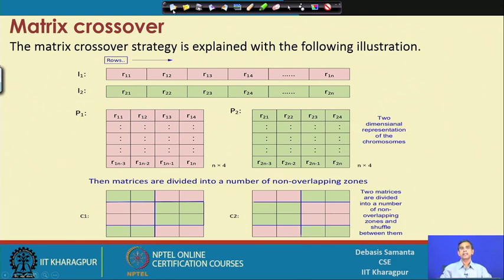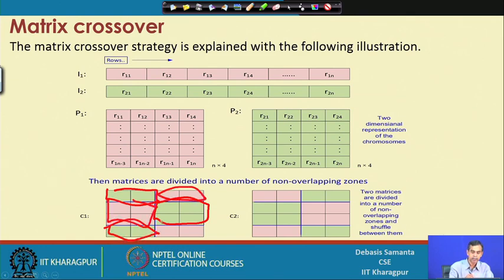Now, once we represent a linear chromosome in the form of a 2-dimensional matrix, we can follow the matrix crossover. It is just like a swapping crossover, or just like shuffling. The idea is that we have to make a few blocks in each chromosome. I consider that this is one block, this is another block, and this is another block, and so on. So, the entire chromosome is divided into 6 different blocks. The same blocking is also followed here.